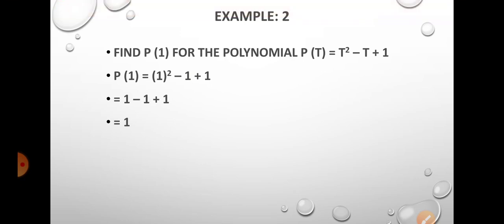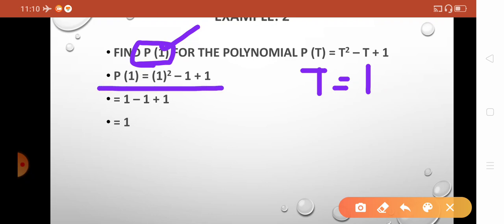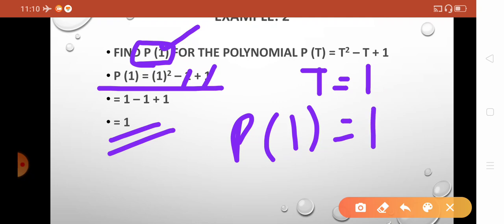Now let us take an example. Find P(1) for the polynomial p(t) is equal to t square minus t plus 1. So here p(1) is given, that means in place of the variable you have to put the value 1. That means in place of t you have to put the value 1. So we have put the value of the variable here, that is p(1) is equal to 1 square minus 1 plus 1. This minus 1 is cancelled by the plus 1 and we will get the answer 1. So p(1) is equal to 1.